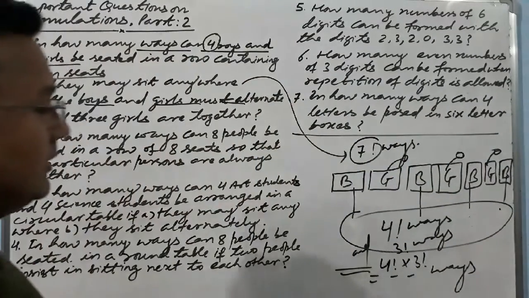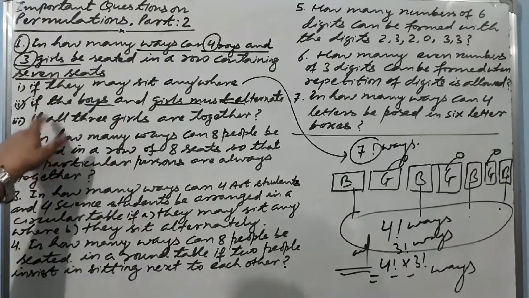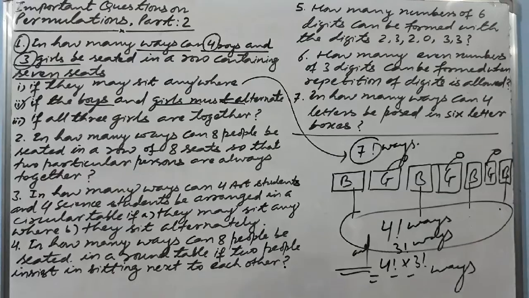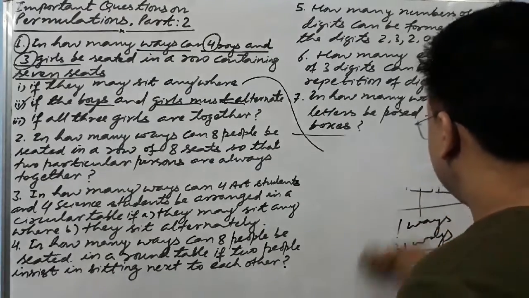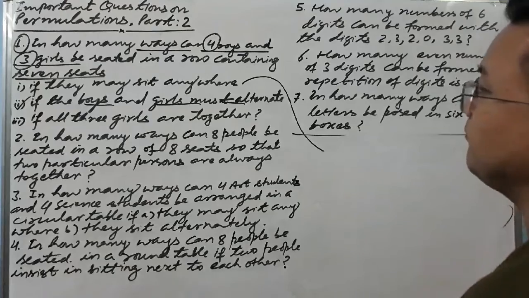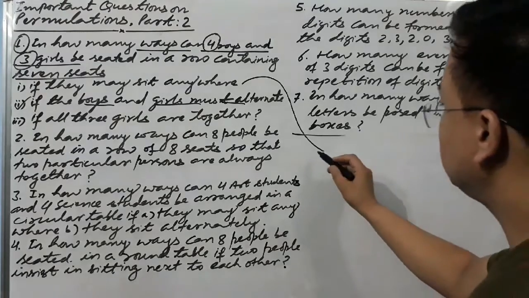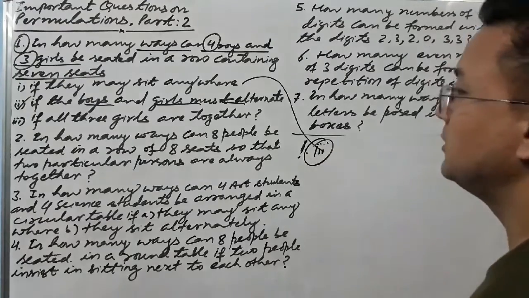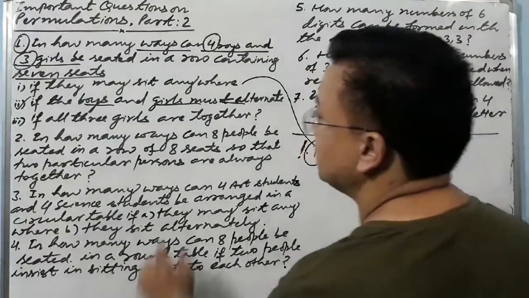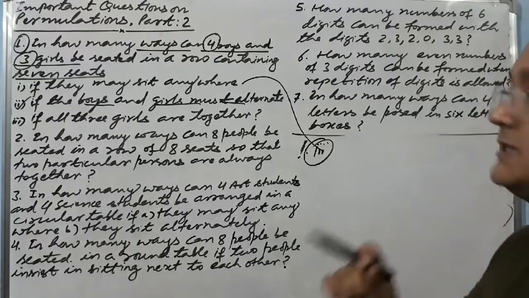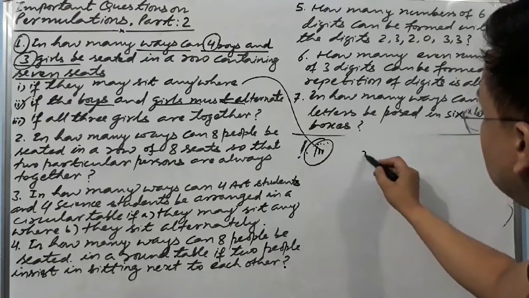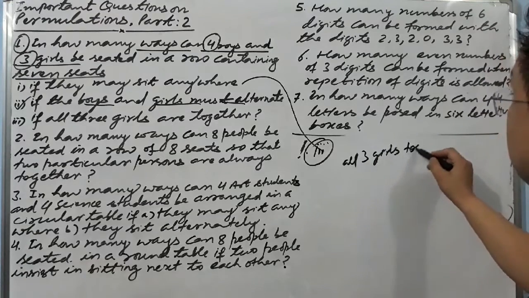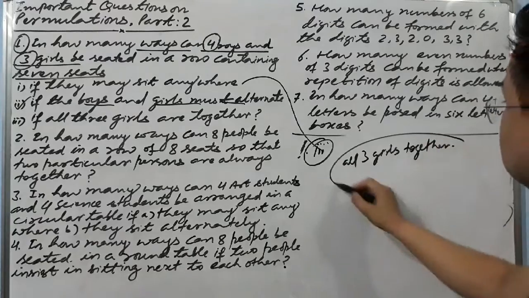Let's move to the last part of the first question. Very interesting question, very important question. So next, see the third part of this question. If all three girls are together, we want all three girls to be together.